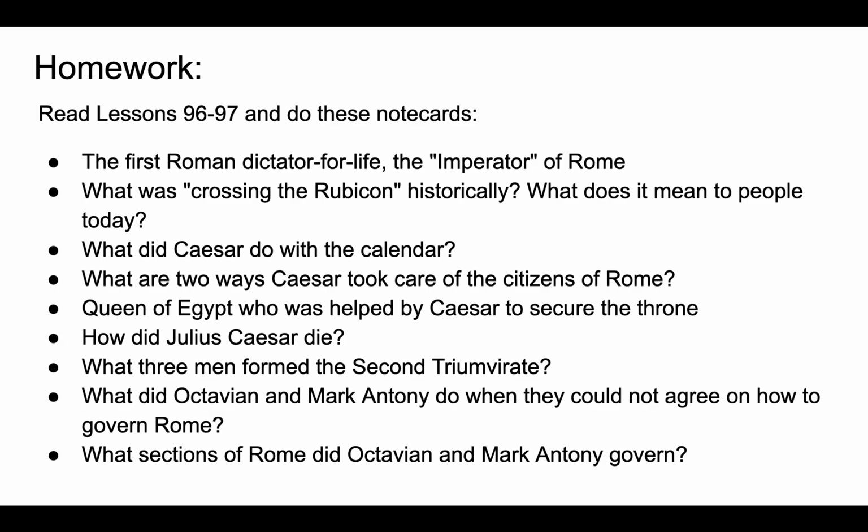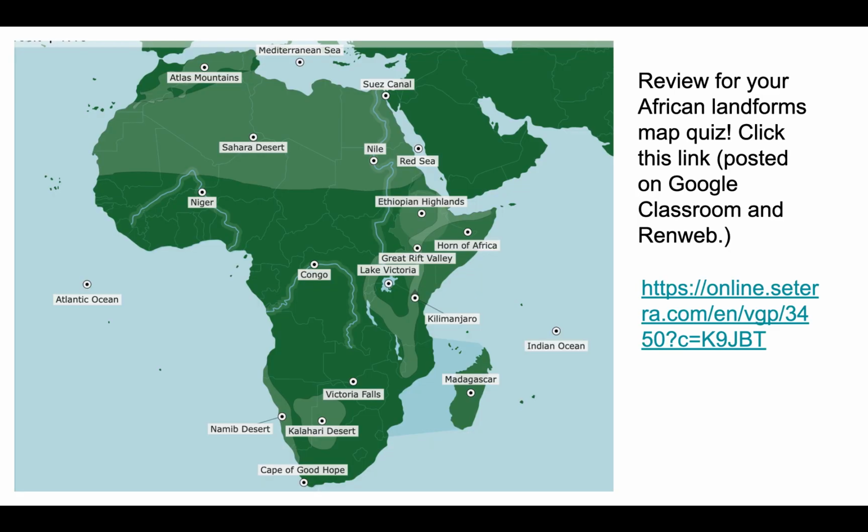There's also 2 other things that I want you to do, and I'll show you this on the next slide. One of the things I want you to do is review for your African landforms map quiz. You'll be able to do this review by clicking on a link that I will post on Google Classroom and on RenWeb. The link will take you to an online review quiz that you can use. And you can do it as many times as you'd like, but do it at least once between now and Thursday to continue to practice African landforms.